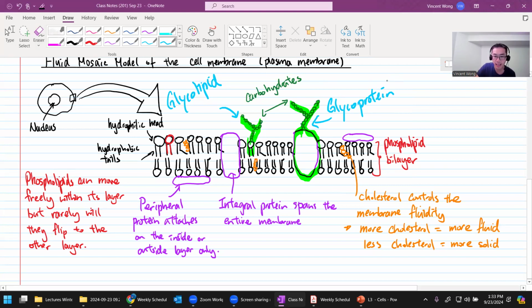And these things, the function is part of the function anyways. They have a lot of functions. I'm trying to just keep it simple for you. And I know what you're thinking. Even though I'm trying to keep it simple, it's already very complicated, right? So the glycoproteins and the glycolipids play a role in what's called cell-cell recognition.